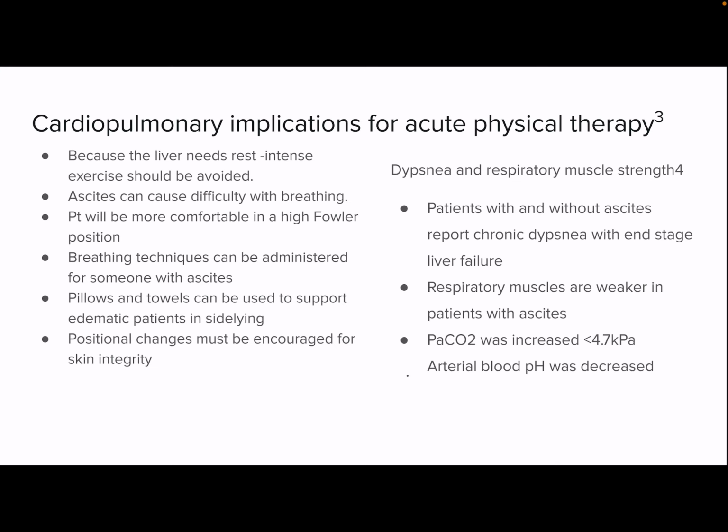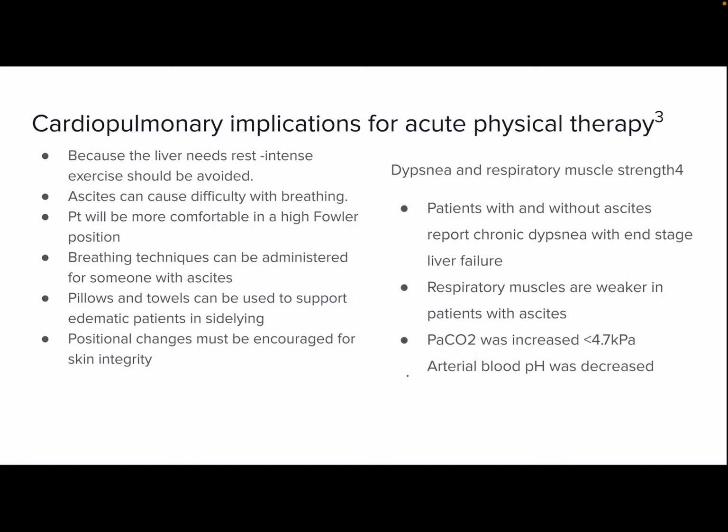All right, so cardiopulmonary implications for acute physical therapy. As I mentioned before, the liver needs rest, so intense exercise should be avoided. Ascites can cause difficulty with breathing. A patient will be more comfortable in a high Fowler position, and a high Fowler position is the head of the bed raised 18 to 20 inches above a level position with the knees elevated.